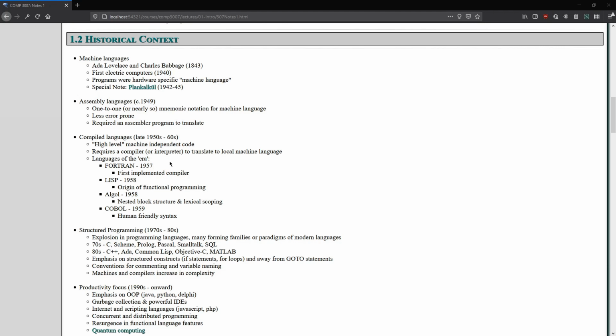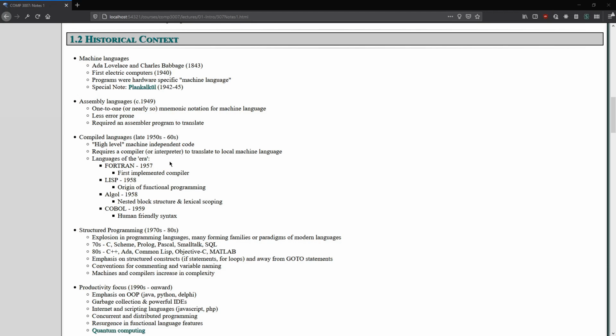So following this development of compiled languages, through the late 70s and 1980s, there was actually an explosion in programming languages, all arising out of those first few languages from the previous era. So in the 70s, we saw languages like C and Scheme from this course, and Prolog, Pascal, Smalltalk, and SQL. In the 80s, we saw languages like C++ and Ada, Common Lisp, Objective-C, MATLAB, many of these languages still in common use today.